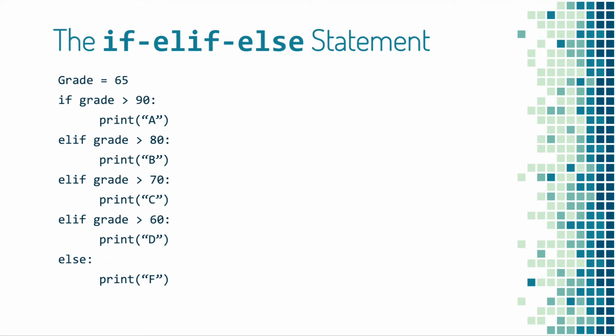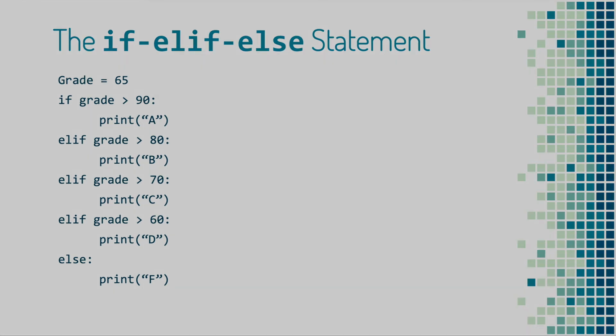A lot easier to understand. It's very compact, very easy to read. And now we don't have to ask the question. We just say if the grade is greater than 90, print A. Elif, so else if the grade is greater than 80, print B, and so on. So it's very easy to read. It keeps things from going off the screen, and it makes everything more compact.